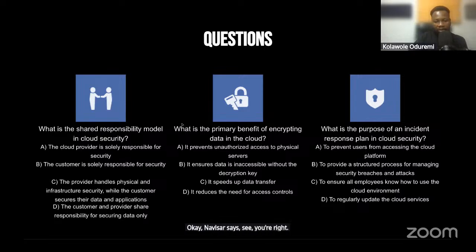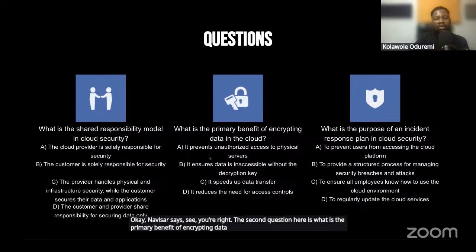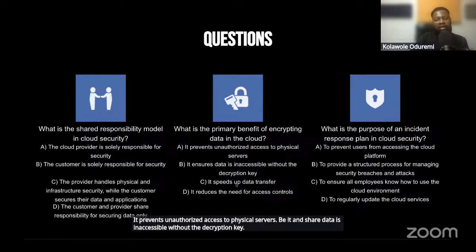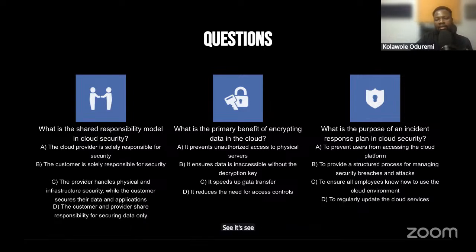The second question here is, what is the primary benefit of encrypting data in the cloud? A, it prevents unauthorized access to physical servers. B, it ensures data is inaccessible without the decryption key. C, it speeds up data transfer. Okay, somebody already answered. Antonia, thank you, you are right.